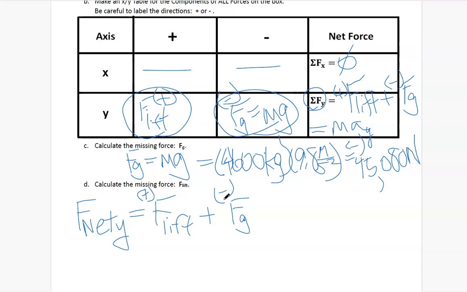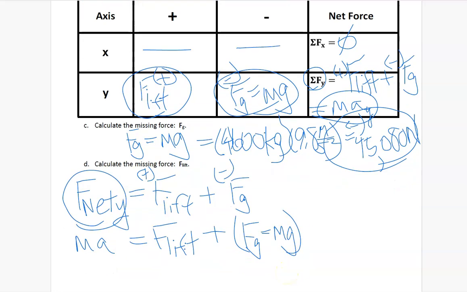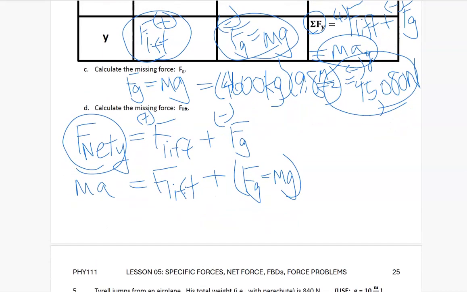We already calculated the weight force, so we can substitute that in, and we know the net force is going to be equal to m times a. So we can put m times a in place of the net force, and we can put in lift here, which we don't know, and then we add it to the weight force, which we know is m times g. We've already calculated that. And now we basically are plugging in numbers to calculate the rest of this.